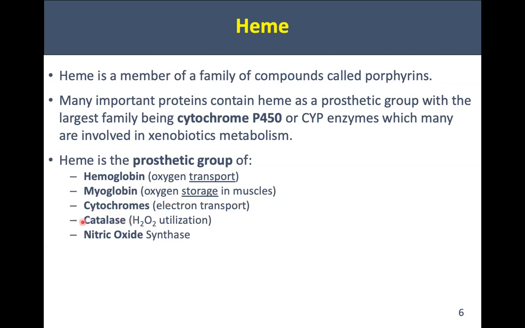Heme can also be found in catalase. Catalase is an important enzyme that our body uses to break down bacteria. And then heme is also found in the enzyme nitric oxide synthase. So again, I don't think you really need to spend a lot of time memorizing these. The main idea is that heme is found in more places than just hemoglobin. And one of the places that it can be found is the cytochrome P450.